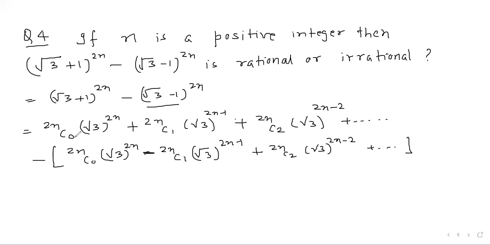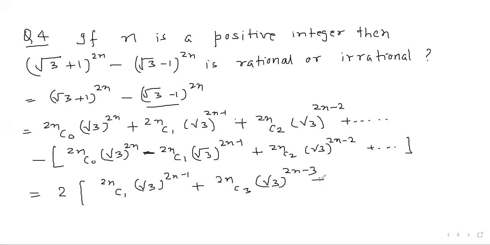On opening the bracket, the terms containing even power of root 3 will cancel out, and we will be left with twice of 2nc1 root 3 power 2n minus 1 plus 2nc3 root 3 power 2n minus 3 and so on. Since odd power of root 3 will give irrational number, hence the expression is irrational.